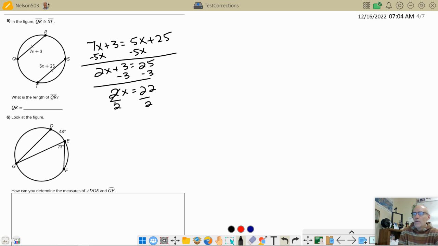Divide by 2. 2's divide out to 1, so now I've got 1x. I just put an x there. I was going to put 1x. 1x is 11. Don't stop there because look, it says find the length of QR. So I take that 11 and I put it right there, right?